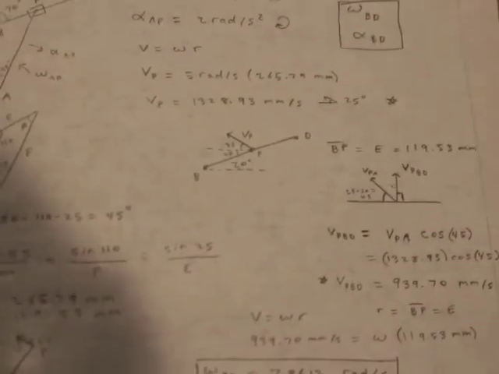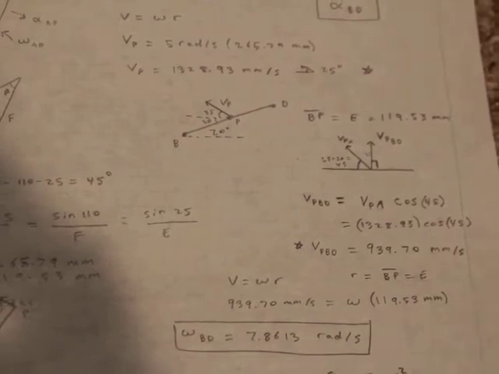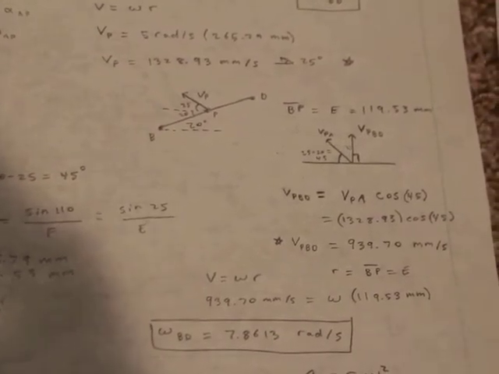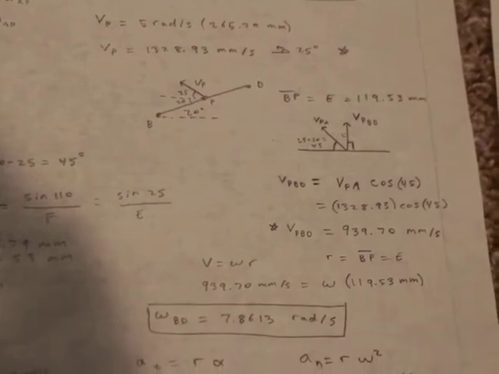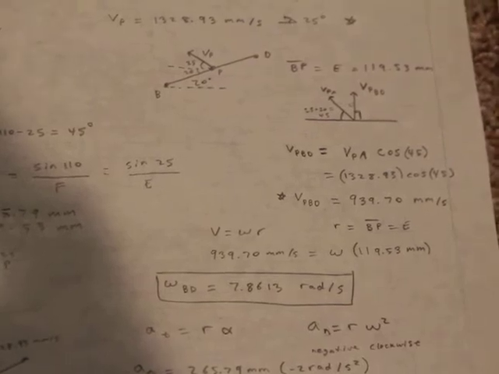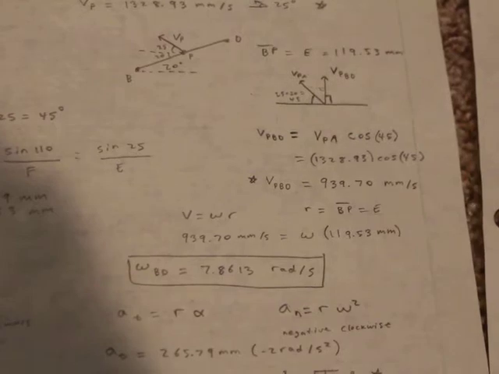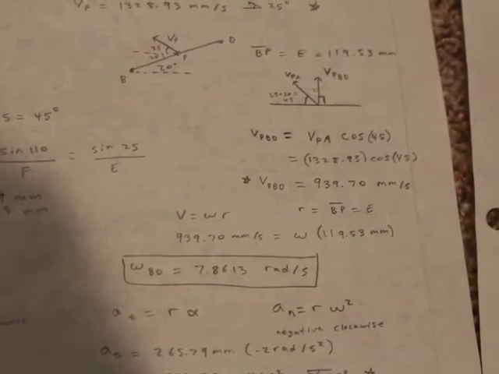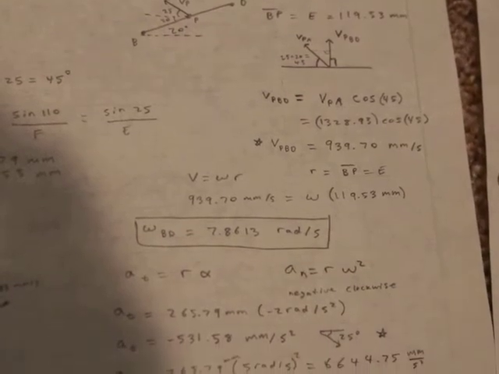And then we'll do a little bit of geometry here and figure out that the velocity of P in regards to A is 45 degrees off of the velocity of P in regards to BD. So then we will stick that into our cosine equation. So we'll get our velocity of P in regards to BD is 939.70 millimeters per second.